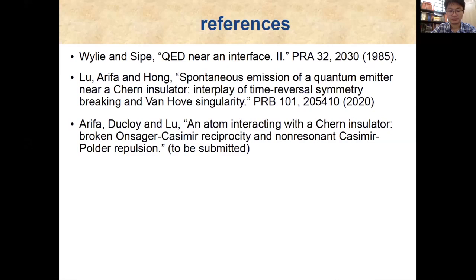I have a short question. You were talking about these Chern insulators, and I was wondering, is it easy to experimentally synthesize this kind of Chern insulators and to measure these behaviors that you are finding with this repulsive interaction between the atom and the insulator?